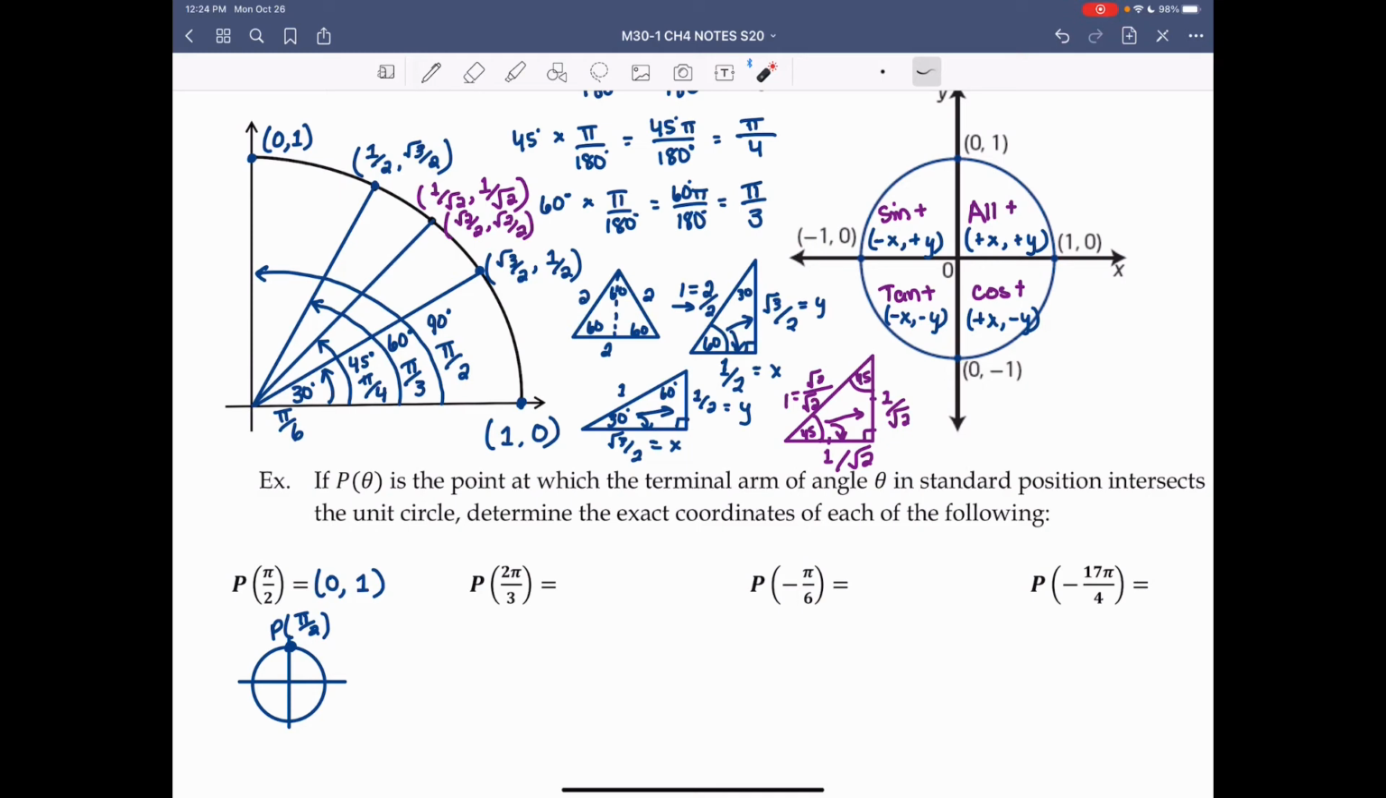So P of 2 pi over 3, can we reduce the fraction 2 pi over 3? No, we can't. So that means that pi over 3 is our reference angle.